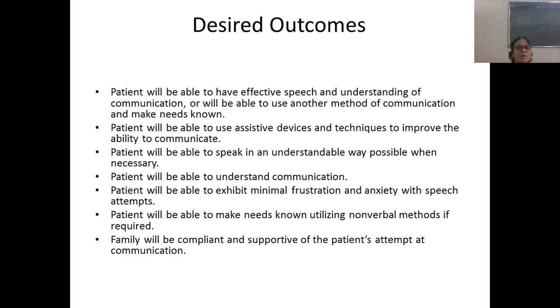And desired outcomes are: patient will be able to have effective speech and understanding of communication, or will be able to use another method of communication and make needs known. Patient will be able to use assistive devices and techniques to improve their ability to communicate. Patient will be able to speak in an understandable way when possible, and will be able to understand communication. Patient will exhibit minimal frustration and anxiety with speech attempts. Patient will be able to make needs known utilizing non-verbal methods if required. Family will be compliant and supportive of the patient's attempt at communication.